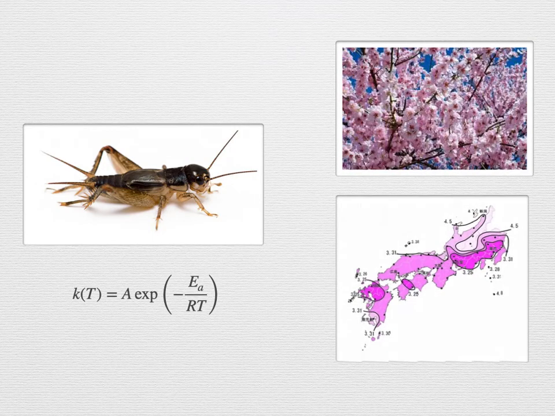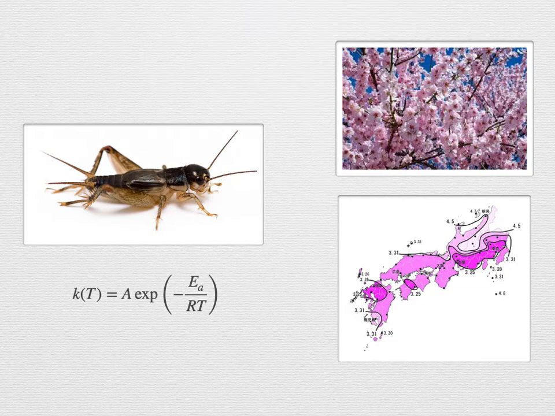It's also used to analyze and predict the arrival of spring in Japan by determining the progression of the opening of cherry blossom blooms, which start in Kyushu in late March and progress northward to Hokkaido by mid-May. Blossoming is also a temperature-dependent chemical reaction. Now, here are some problems that apply Arrhenius' equation that you might encounter in general chemistry.